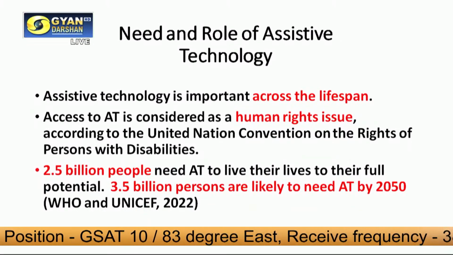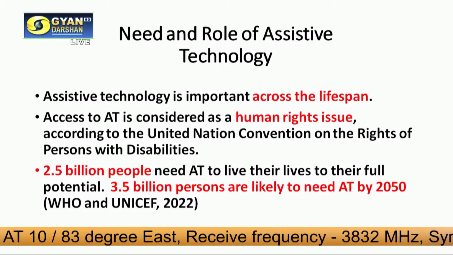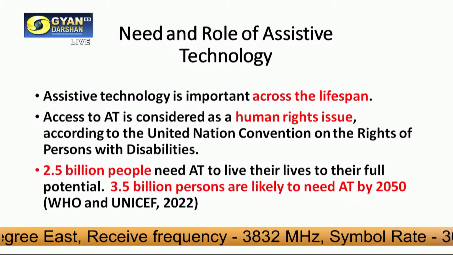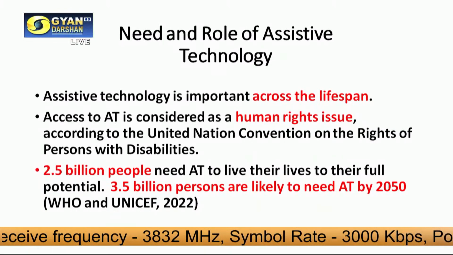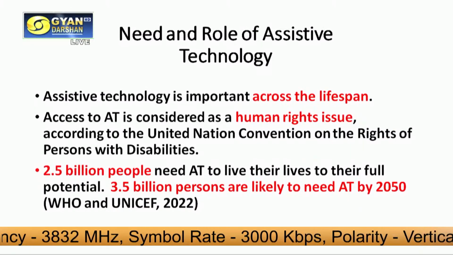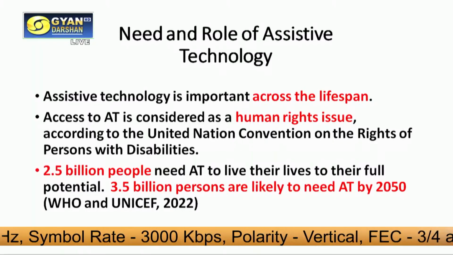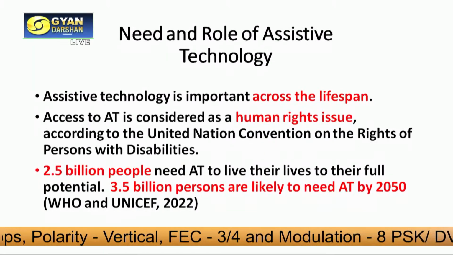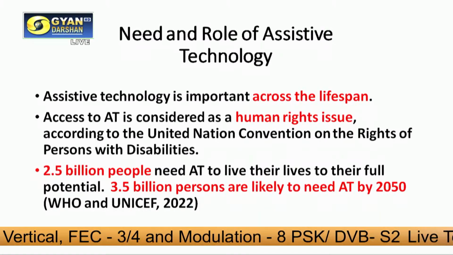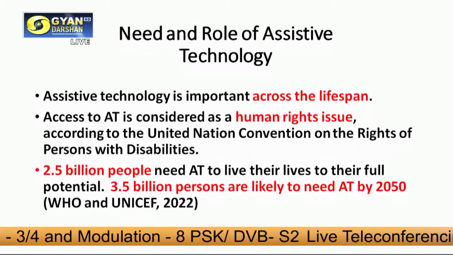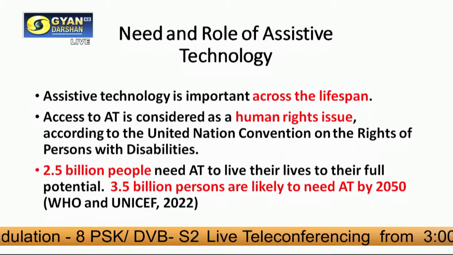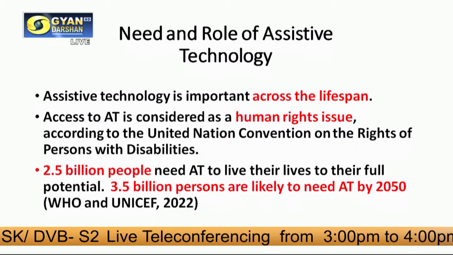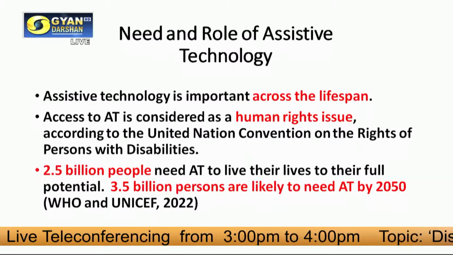So it's important for us to bear in mind that access to assistive technology, or AT as we'll call it throughout this talk, is considered a human rights issue. It is considered a human right to have access to technology which will help us to lead our lives in a better and more productive way, according to the United Nations Convention on the Rights of Persons with Disabilities, which, as we know, is a very important convention that has laid out the rights of persons with disabilities.